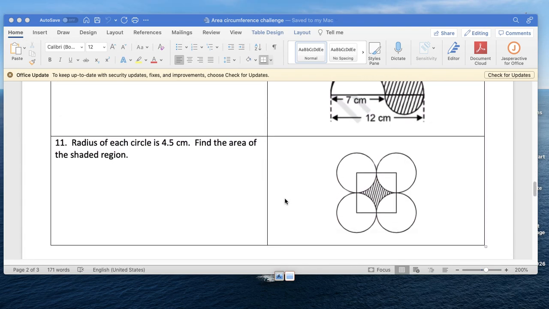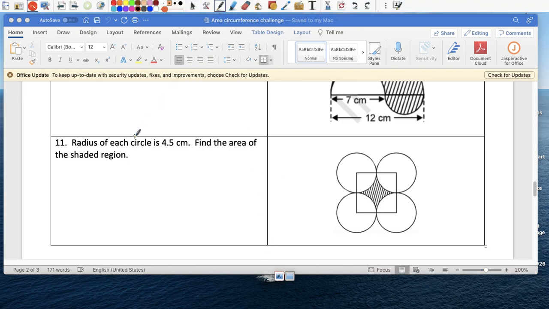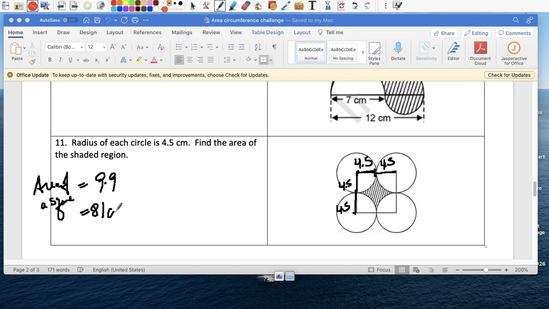Oh, last problem. Now what do we want? The radius of each circle. Okay, so this is 4.5. Find the area of the shaded region. So it's a square, right? From here to here the radius is 4.5, and from here to here is also 4.5. So we have a square. This guy here is also 4.5, and this guy here is also 4.5. So it's a 9 by 9 square. So 9 times 9, and the area of the square is 81 centimeters squared.